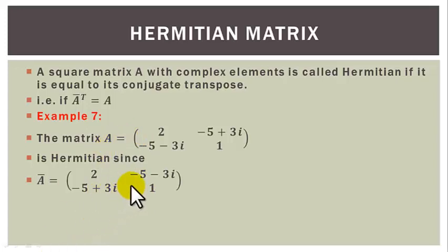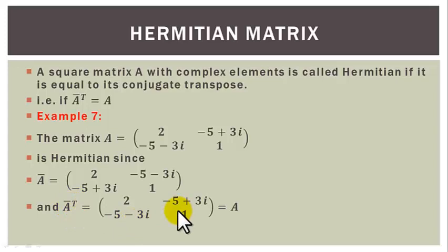Let us now transpose this. The transpose of the conjugate of A is now this. Clearly what you have here is the same thing as A. So we have shown that the transpose of the complex conjugate is equal to A. Hence the matrix A here is a Hermitian matrix.